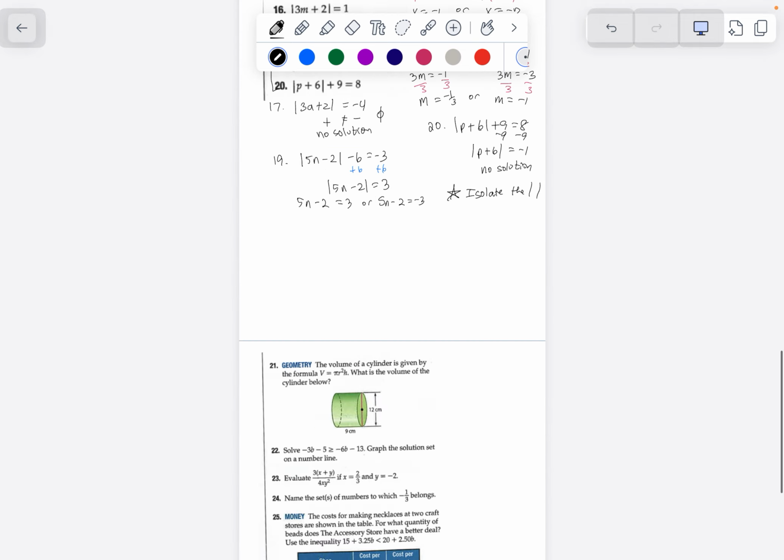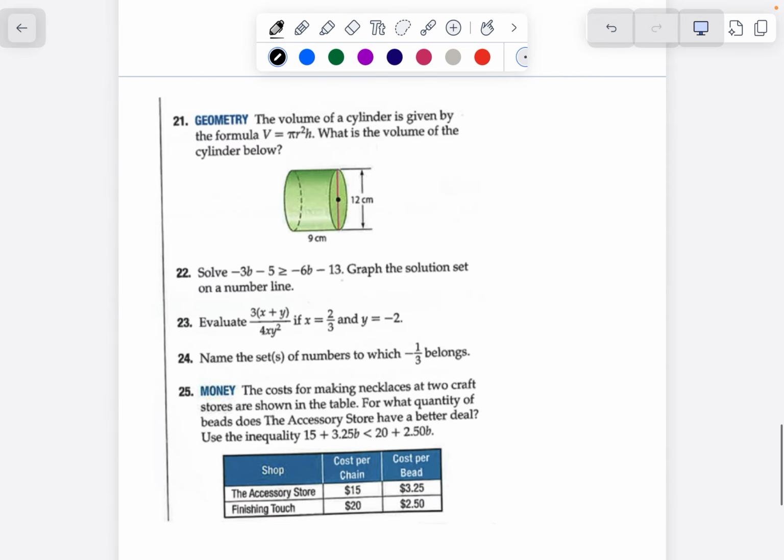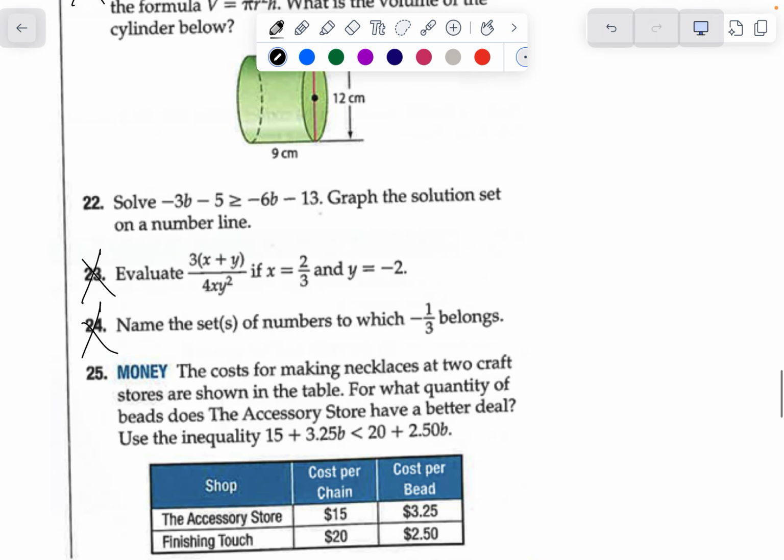Okay. Now we're going to maybe skip a few. Skip 21. Skip 23. Did I ask anything about sets? No, I wasn't going to torture you with that. Okay, let's do 22 and 25, and then we're going to call it a day. Okay, let's do 22.